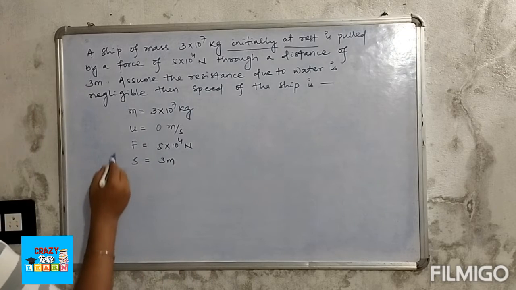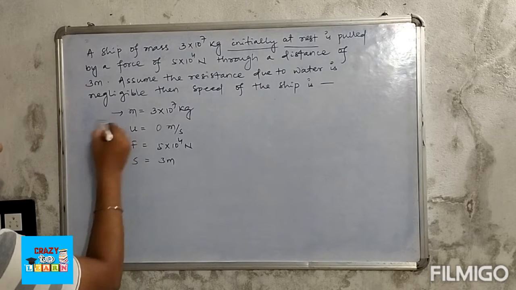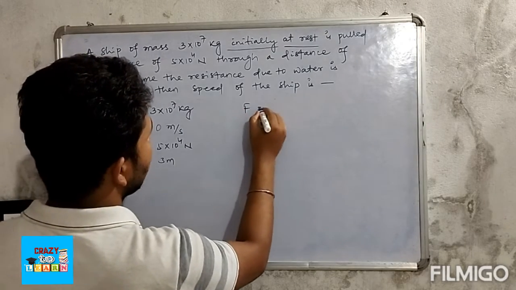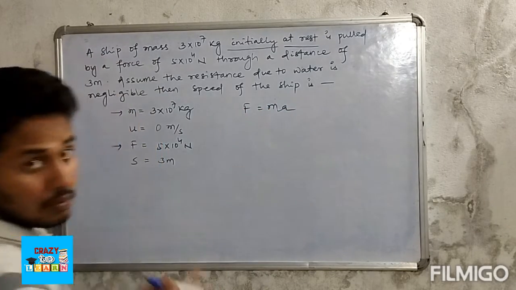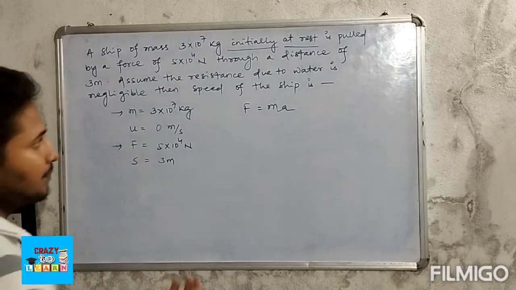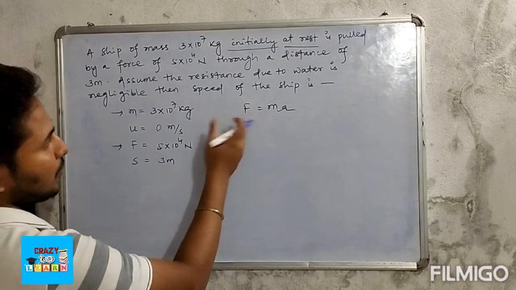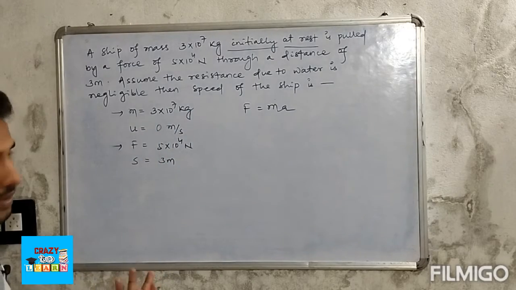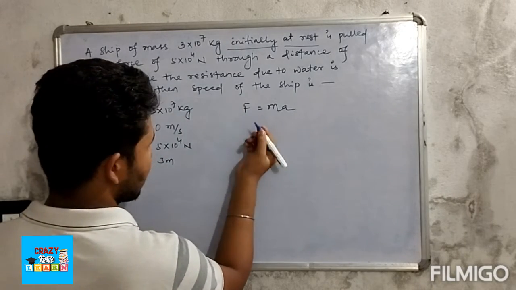So as F is given to you, M is given to you, by putting the formula F is equal to ma, you can calculate the acceleration. It's very easy. Yes or no? We know the formula F is equal to ma. So if you will put the value of F and put the value of m, easily you can calculate the acceleration. So calculate it.